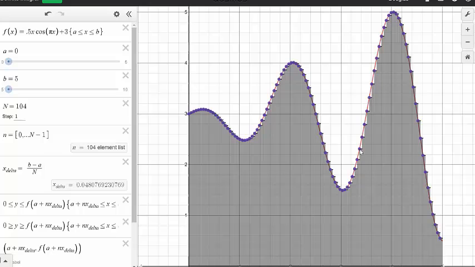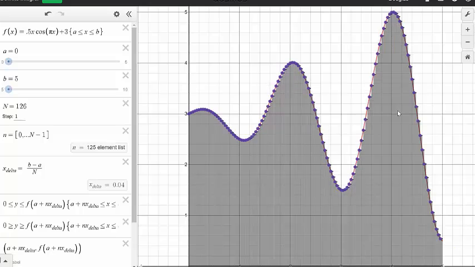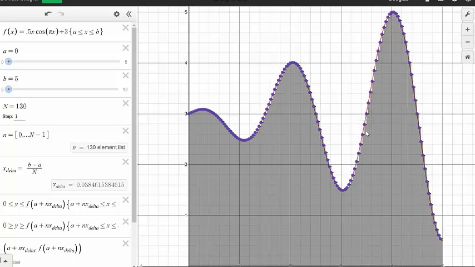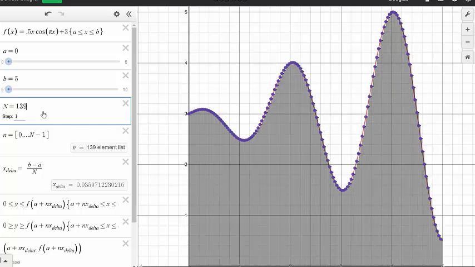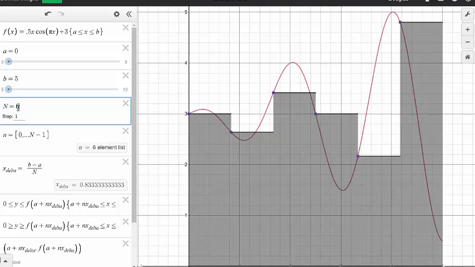But note the extra area here that's not present over here. That just has to do with the way that the function does it. It's accelerating upwards more quickly, so the void space is going to be more expected. Looks like we're up to 131 elements. Let's go ahead and bring it back down to something we can see.